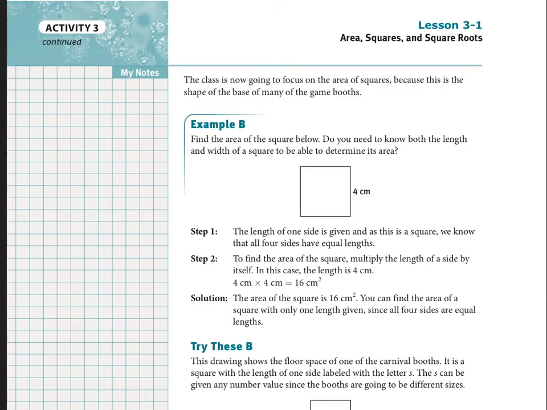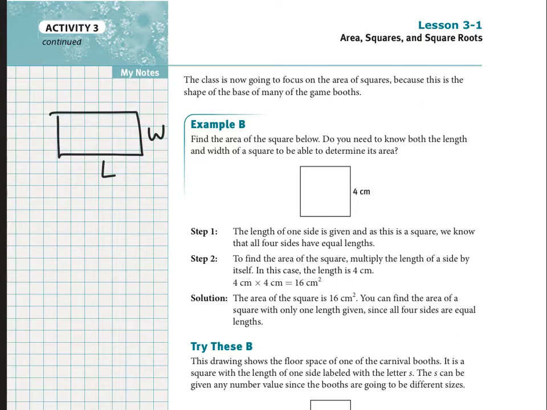All right, so what do we got now? So the class is going to focus on the area of squares, right? Because this is the shape of the base of many of the game booths, okay? So not necessarily a rectangle, right? In a rectangle, the length and width may be different values, right? A rectangle has a length and a width, while in a square, all 4 sides are equal. Okay, so a square is just like a special kind of a rectangle.